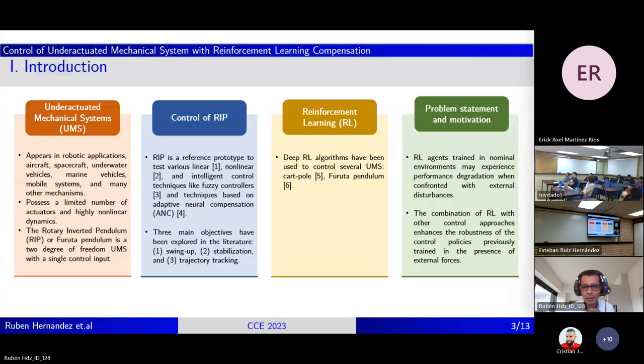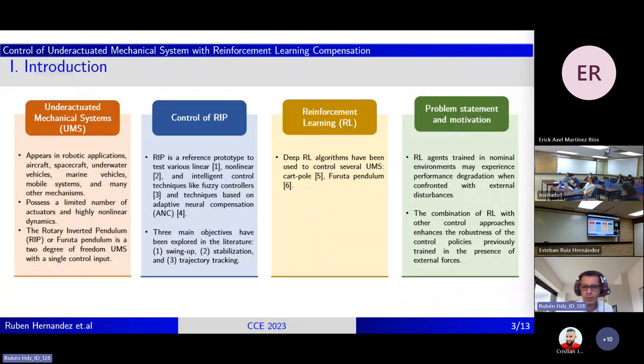On the other hand, machine learning is an emerging area of artificial intelligence which has gained prominence in recent years. Reinforcement learning is a subfield of machine learning that deals with the search for optimal sequential decisions. These algorithms have exhibited significant potential in controlling some kinds of systems, offering a distinct approach to conventional control theory. There are previous works that use reinforcement learning algorithms to control underactuated mechanical systems, but they only consider parametric uncertainties and do not consider external disturbances. So the problem statement in this work is that a reinforcement learning agent trained in a nonlinear environment may experience performance degradation when confronted with external disturbances.